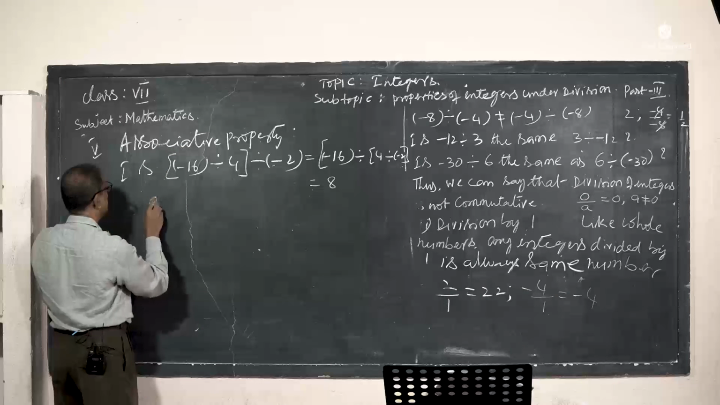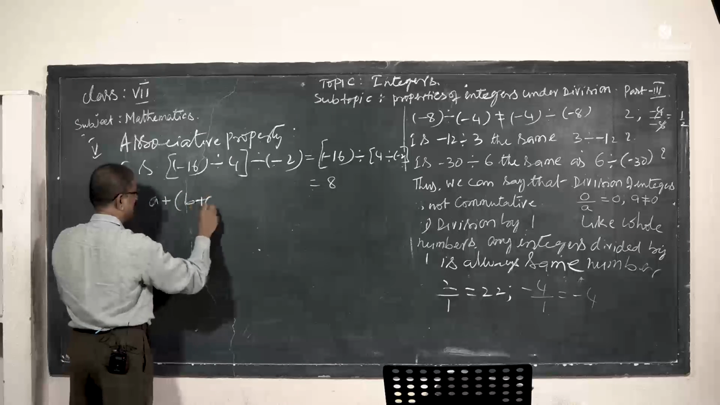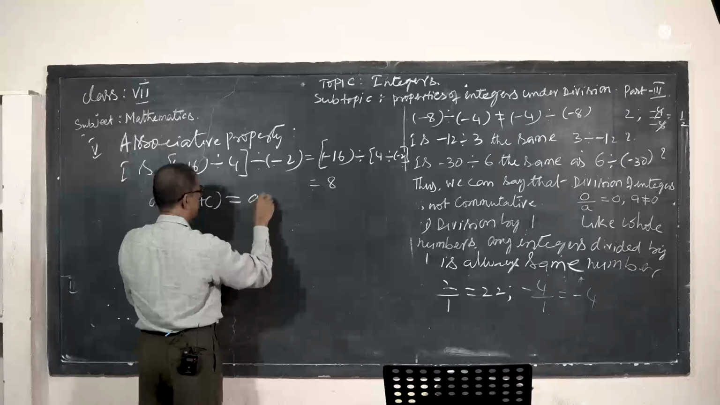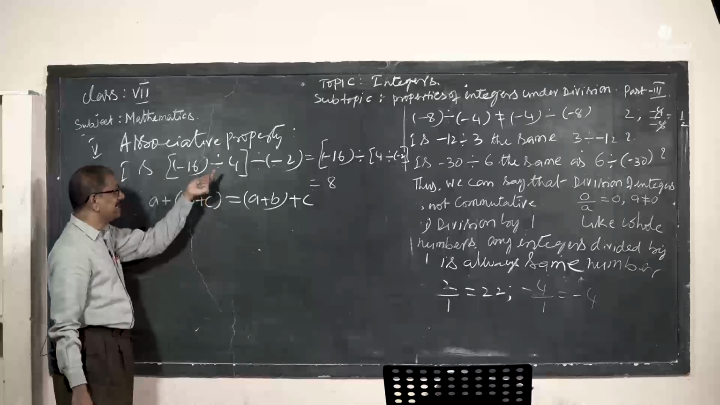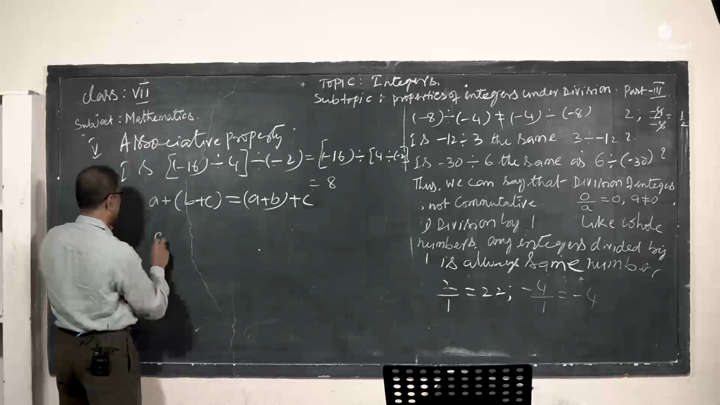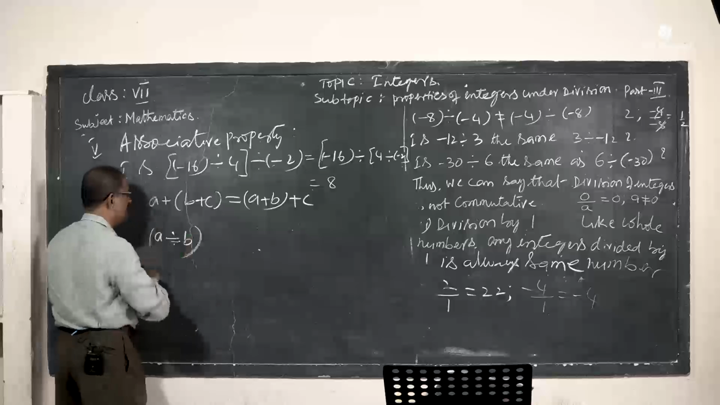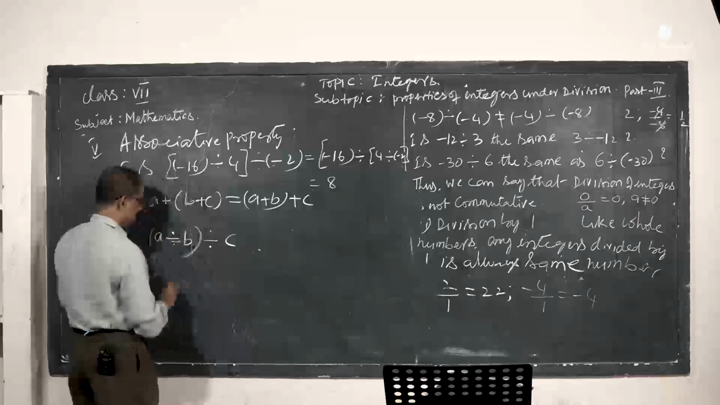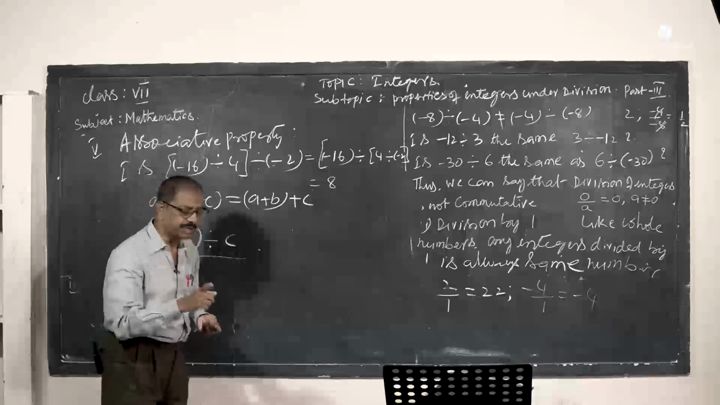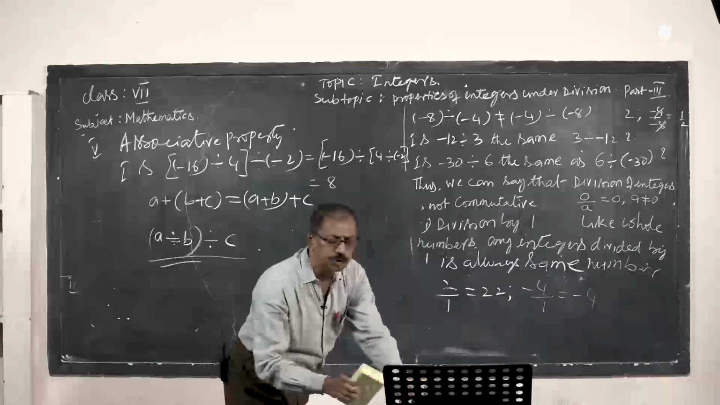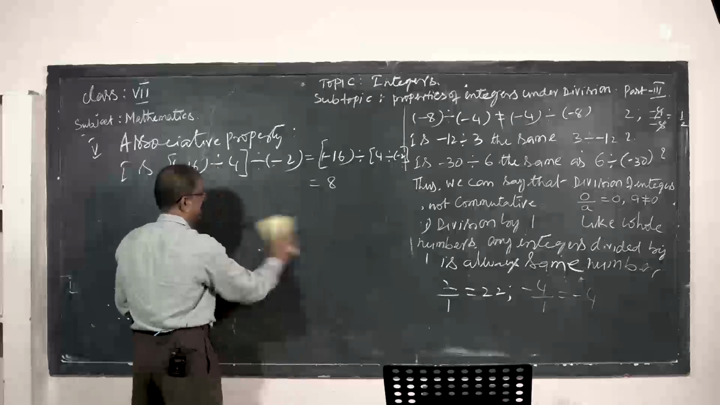We have learned it under addition: A plus of B plus C is equal to A plus B, plus C. Now I am going to do it for division. A divided by B, divided by C, and A divided by the quantity B divided by C. We have to check whether both are equal or not. If both are equal, then under division the associative property holds good. Otherwise, it is not possible. We'll check here.